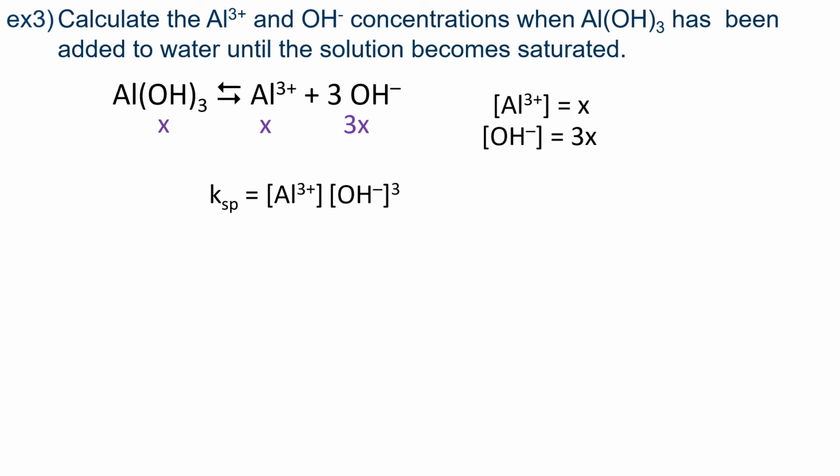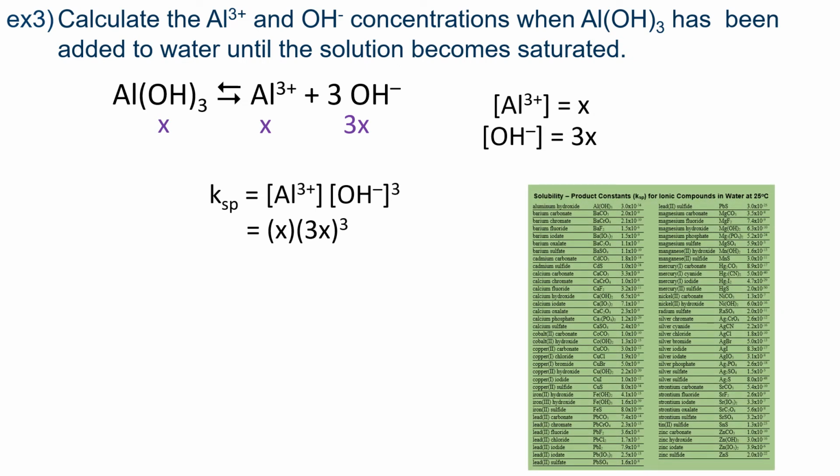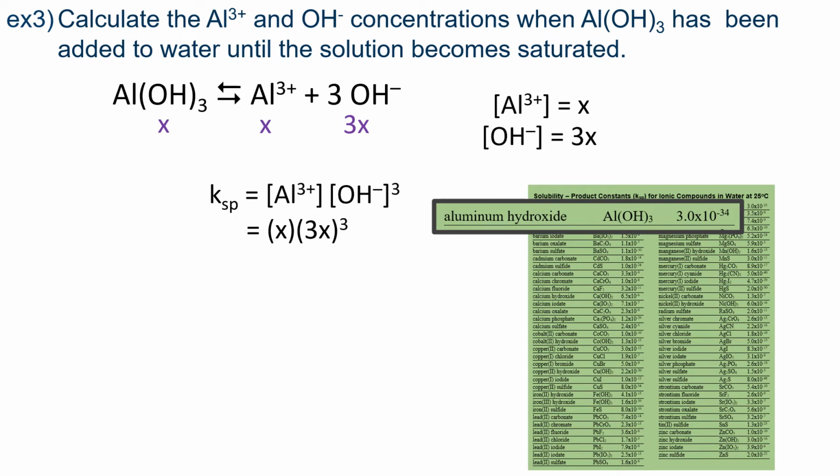So why don't we sub those in? Al3+ equals X, and hydroxide concentration equals 3X. And notice I carried the cube down because the cubed came from the KSP expression. On the left side of the equation, well, let's utilize that green sheet. So I go to the green sheet and I look up aluminum hydroxide. That tells me that aluminum hydroxide has a KSP value of 3.0 times 10 to the negative 34.